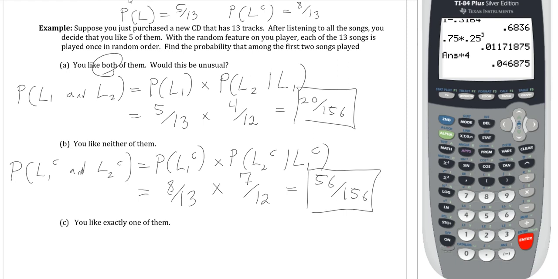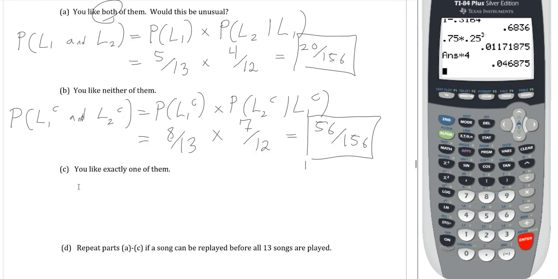So far, so good. And that's the only way that either of those can happen. You like the first and the second, you dislike the first and you dislike the second. It's the only way those two can happen. C says you like exactly one of them. Well, that could happen where you like the first and you dislike the second, or you dislike the first one and you like the second.